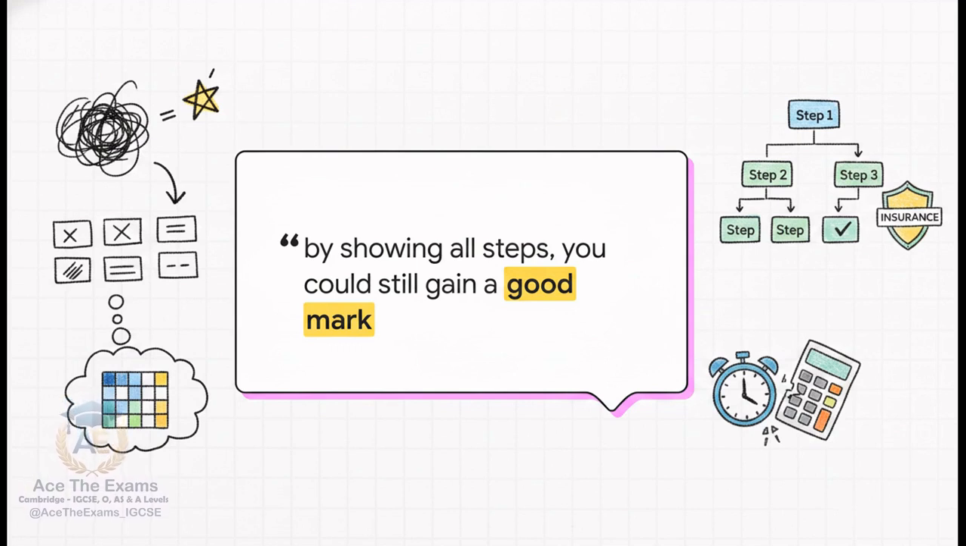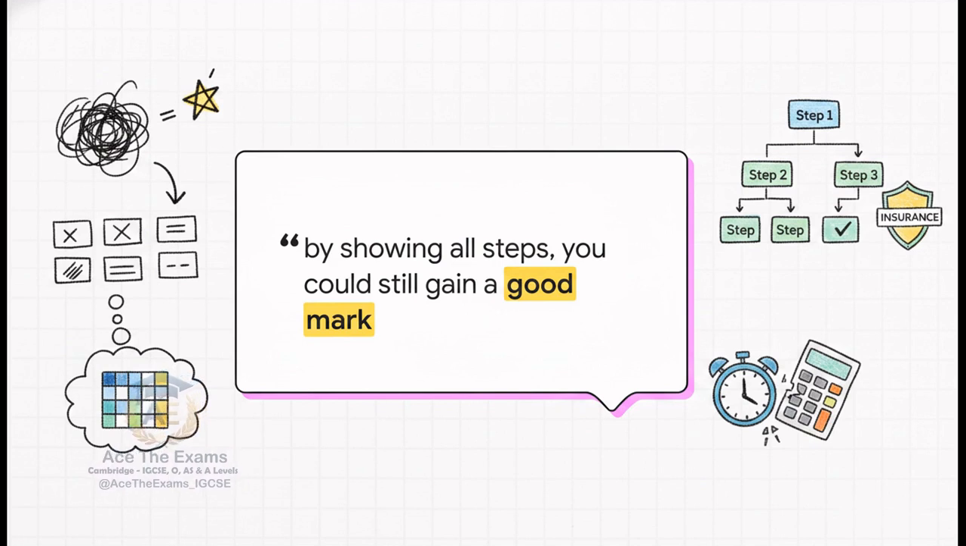Listen to this direct quote from a Cambridge examiner. The calculation shows all of the steps. If you make any errors in your calculation, by showing all steps, you could still gain a good mark even if your final answer is incorrect. This is the ultimate exam hack. Writing your math logic line by line is your grade insurance policy.